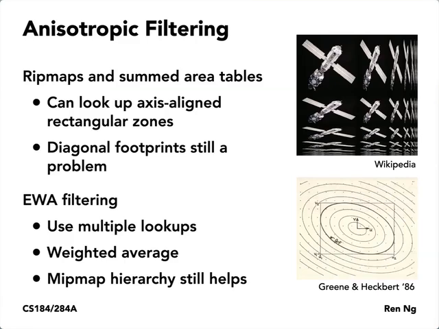There are also things called RIP maps and summed area tables. This is an example of a RIP map, I believe. These are actually not that common. Yeah, I believe this is a RIP map. This is a visualization of applying EWA filtering, where you use multiple lookups in things like a MIP-map hierarchy, and then weight those different lookups in order to approximate adding up the pixel values in the texture map according to arbitrary footprints in the scene.